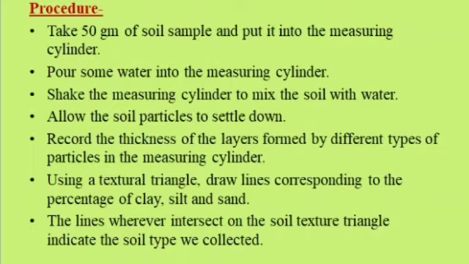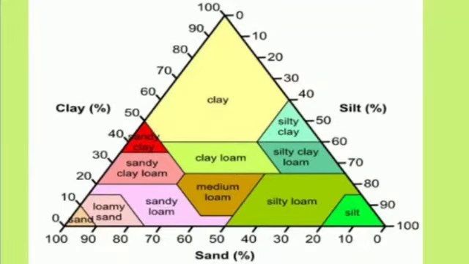Using a textural triangle, draw lines corresponding to the percentage of clay, silt and sand. The lines wherever they intersect on the soil textural triangle indicate the soil type. You can see in the triangle the percent clay, percent silt and percent sand is shown to you, corresponding to the different percentages that you have obtained in your fractions in the measuring cylinder. You can plot the lines on this soil textural triangle.